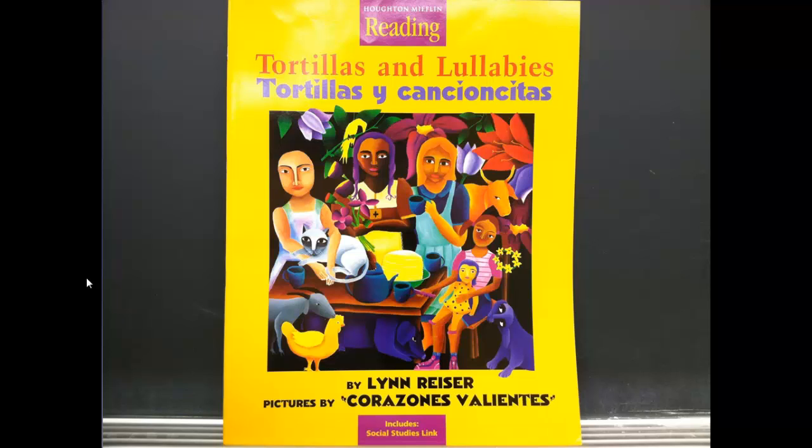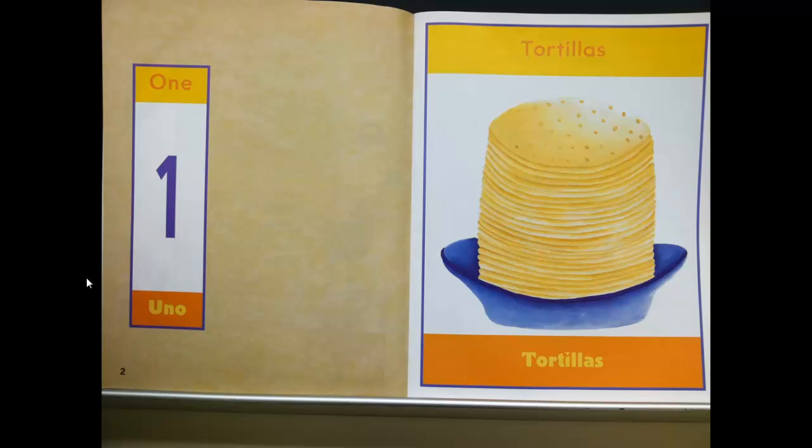Let's read Tortillas and Lullabies by Lynn Reiser. Pictures by Corazones Valientes. One. Tortillas.